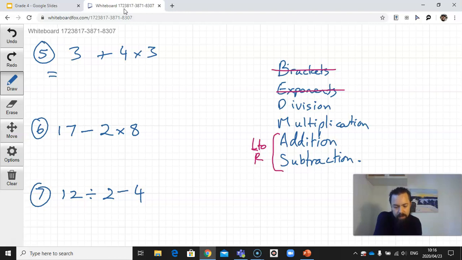I think that's long enough. If you need any more time, just pause the video. I'm going to do 5, then I'll give you a little time, then I'll do 6, and then I'll do 7 after that. I'll do 7 straight away because it's the first one with division.